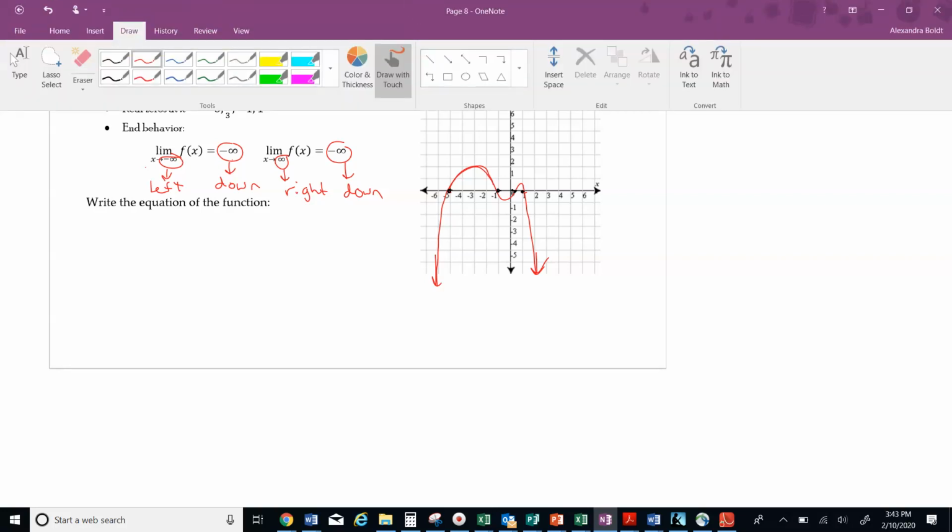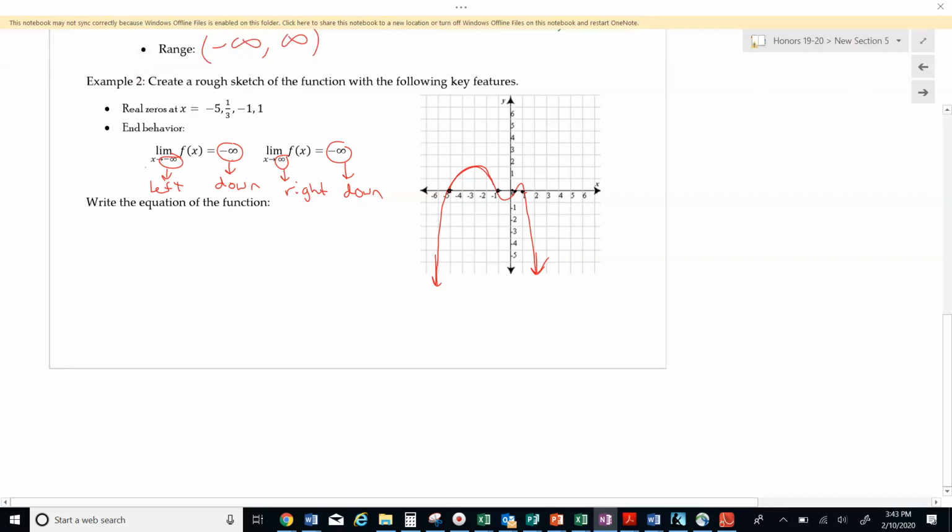Again, writing the equation of the function. Ooh, this is a fun one. So I have x plus 5. And remember, these slide. I'm going to have 3x minus 1, x plus 1, x minus 1. All right, let's start multiplying.